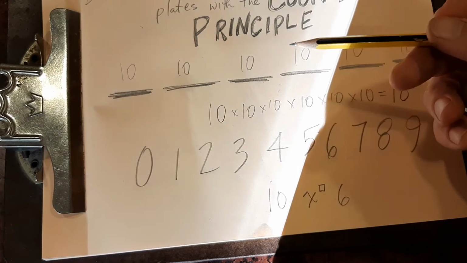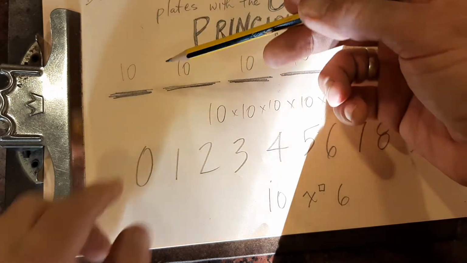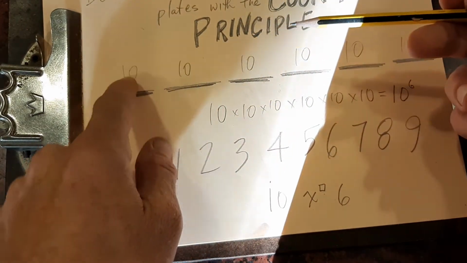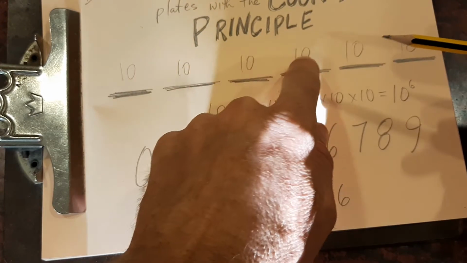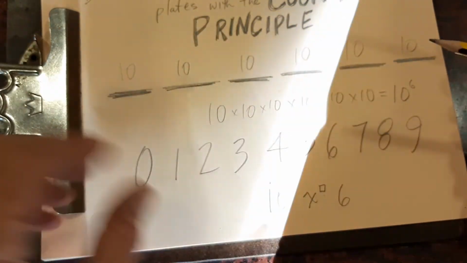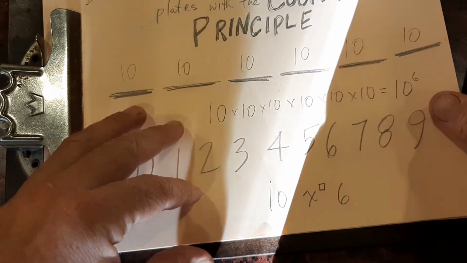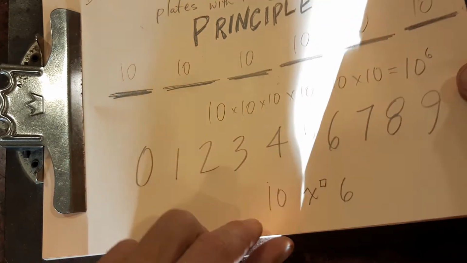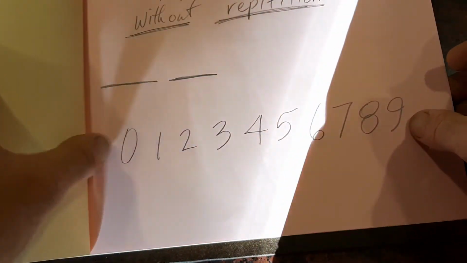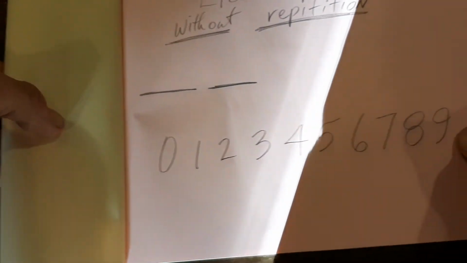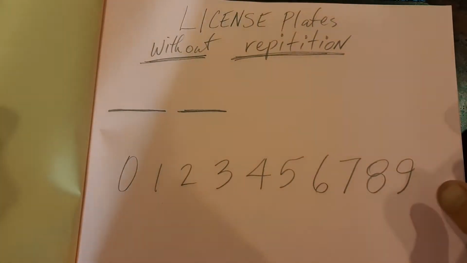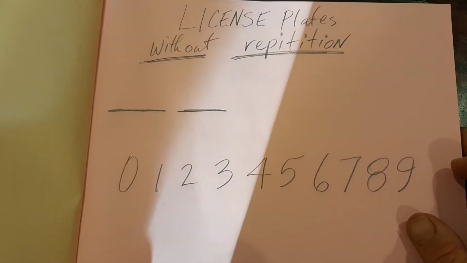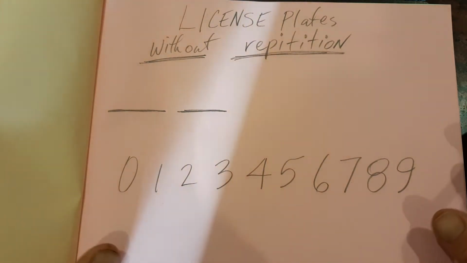This is with repetition. I can say 0, 0, or I can say 0, 1, 0, 7, 8, 9, whatever. I can repeat. I'm repeating myself right now. A lot of repetition here. Okay, here we go. What about without repetition? What does the counting principle tell us about this? This is kind of interesting.